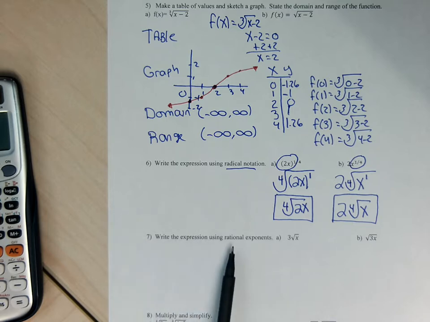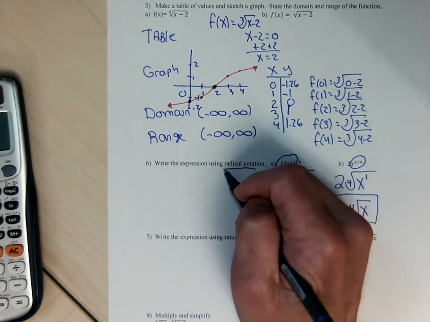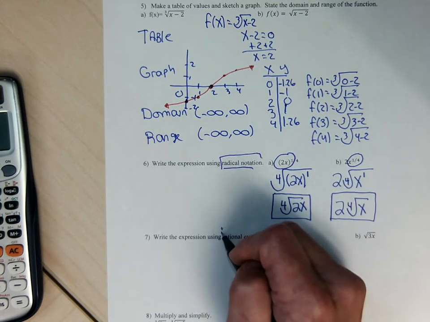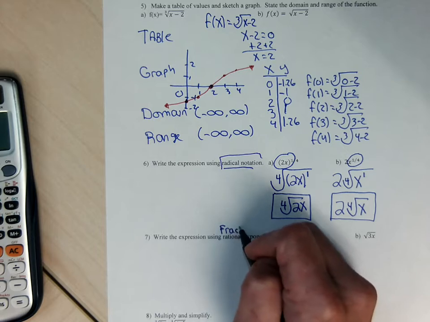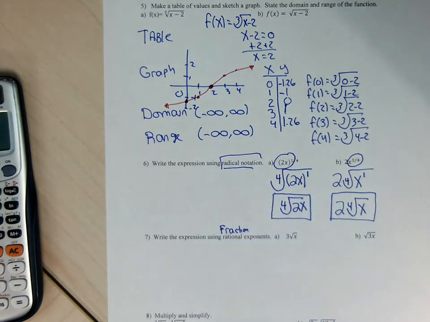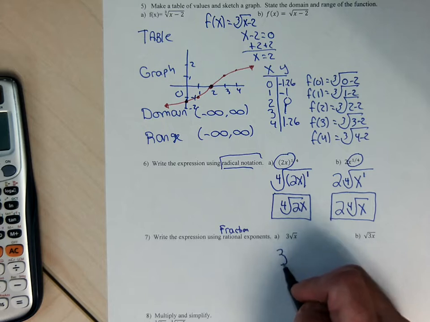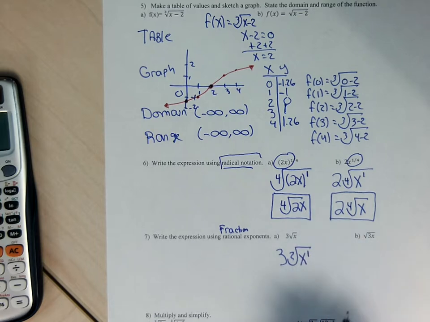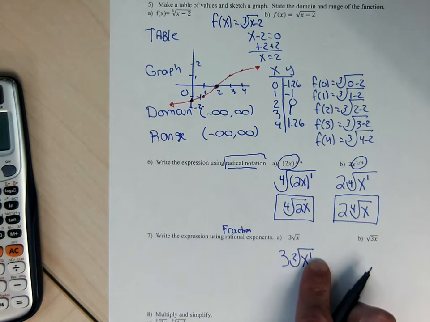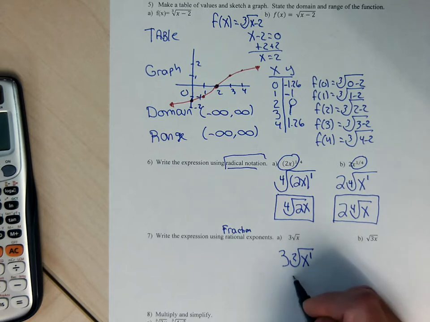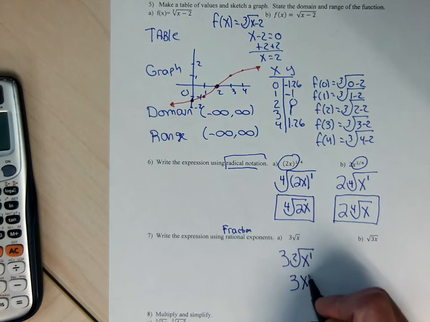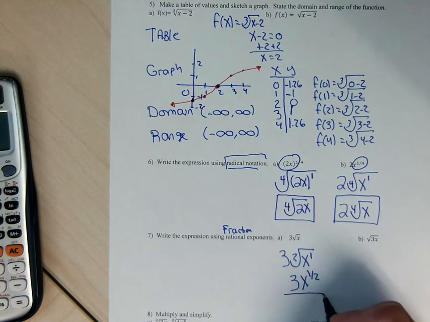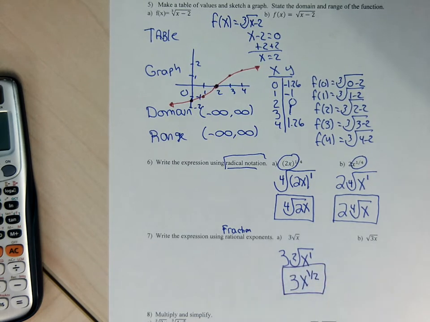7 wants me to write with fraction exponents. 6 says write with radicals. 7 says write with rational exponents, and rational is just a fancy word for fraction. So for part A of number 7, 3 times the square root of x, I need to think of that as square root with a 2, x with an exponent of 1, and I need to change the radical to a fraction exponent. And the 3, because it's not under the radical, doesn't get a fraction exponent. So the fraction exponent part of 7 is 3x to the 1/2 power.